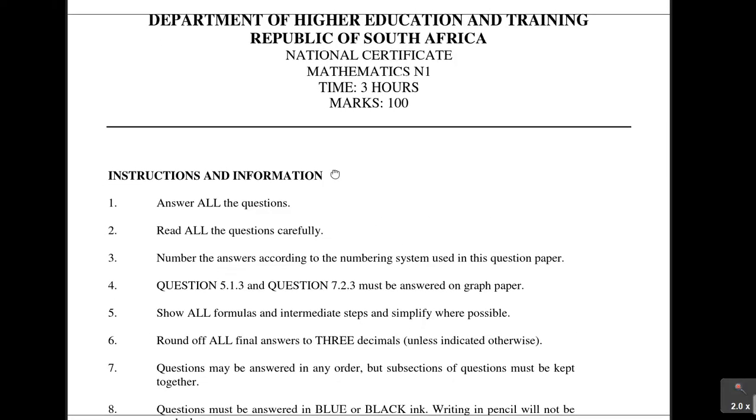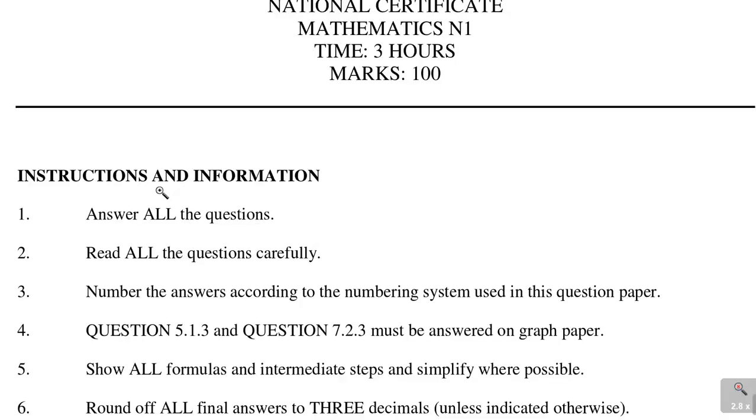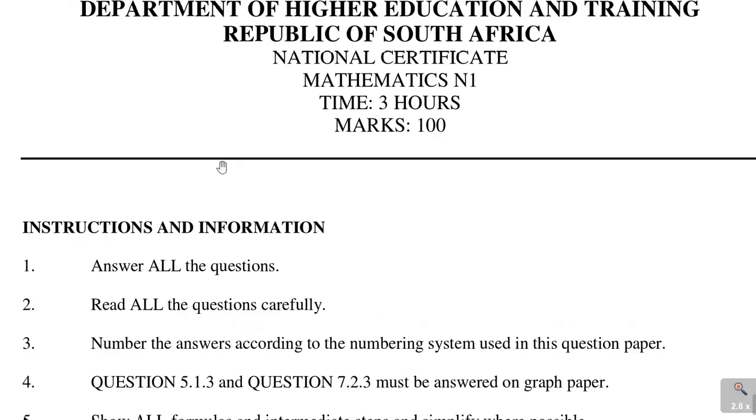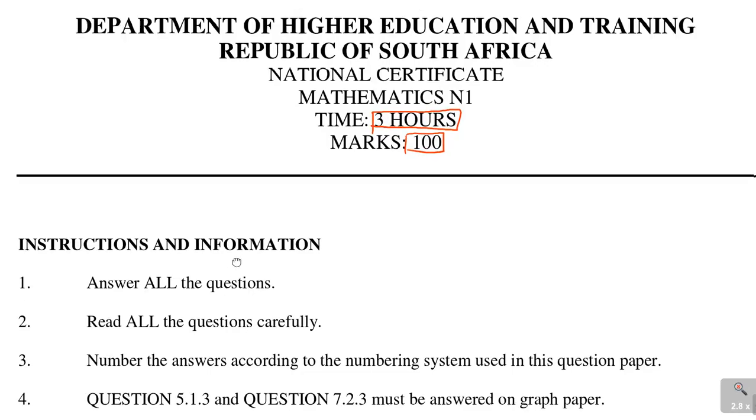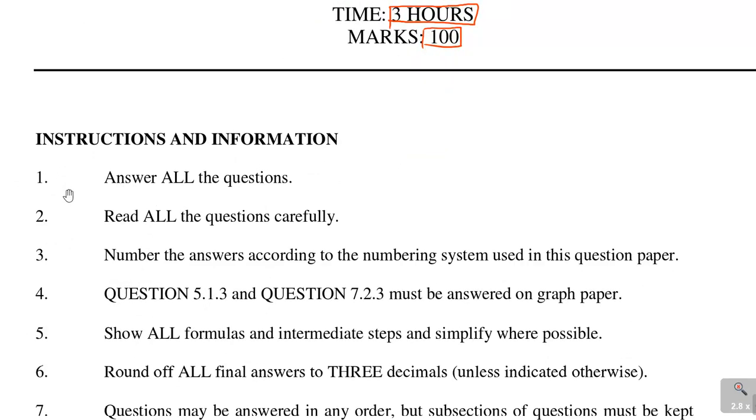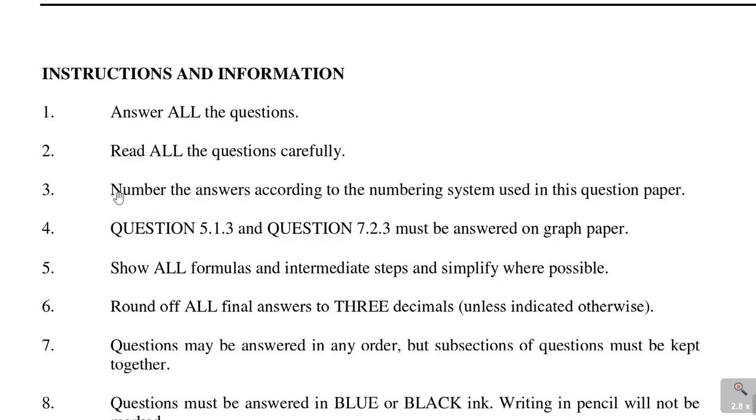This is one area that students sometimes take for granted because they think, oh, this is not the first exam, the instructions are always general. But it's always good for you to read instructions. Just to start here again, it says this paper is a 3-hour paper, and the mark allocation is out of 100. A few instructions: the first instruction says answer all the questions, so everything there you have to answer. It says read all questions carefully, that's standard. Then it says number the answers according to the numbering system used in this question paper. So don't come up with your own numbering, please maintain the numbering that is given.